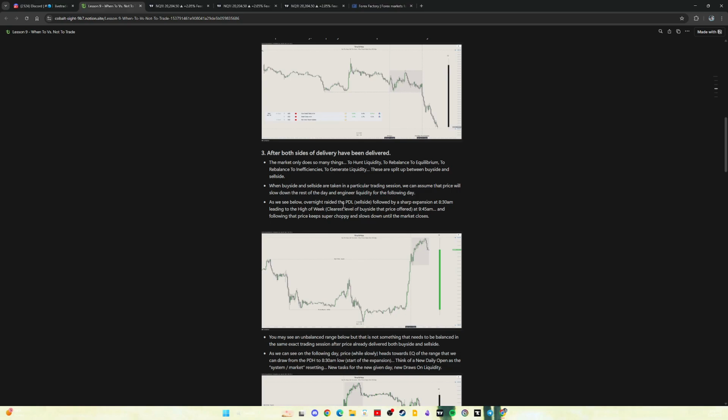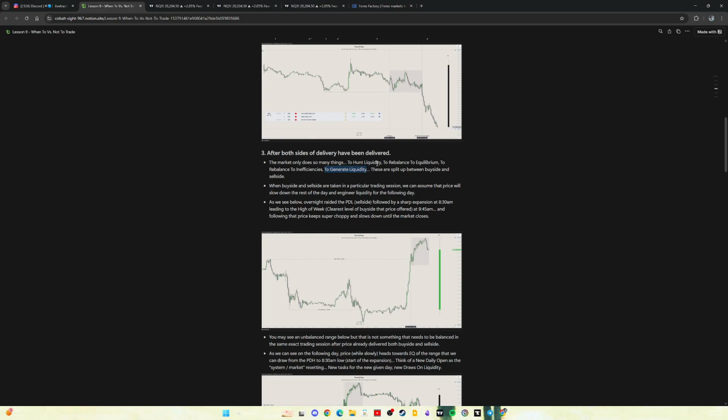Now on to point 3, and this point is being do not trade after both sides of delivery have been delivered. So something to keep in mind is that the market only does so many things. Of those things, there's the 4 main topics: to hunt liquidity, to rebalance equilibrium, to rebalance the inefficiencies, to generate liquidity. Those are the 4 things that market is doing. Now, these can be split up between buy side delivery and sell side delivery.